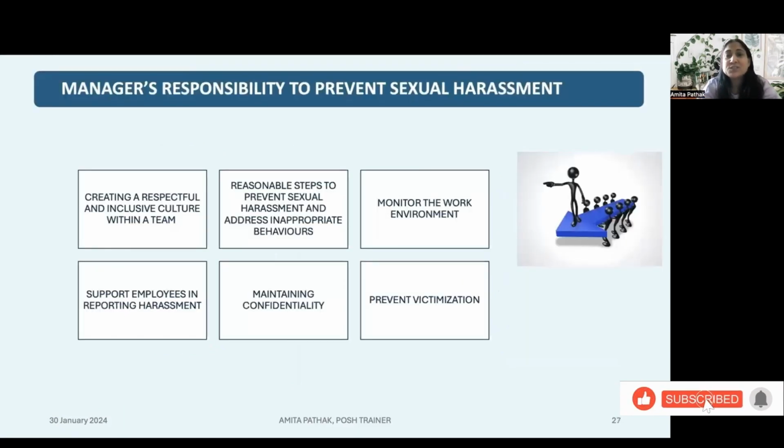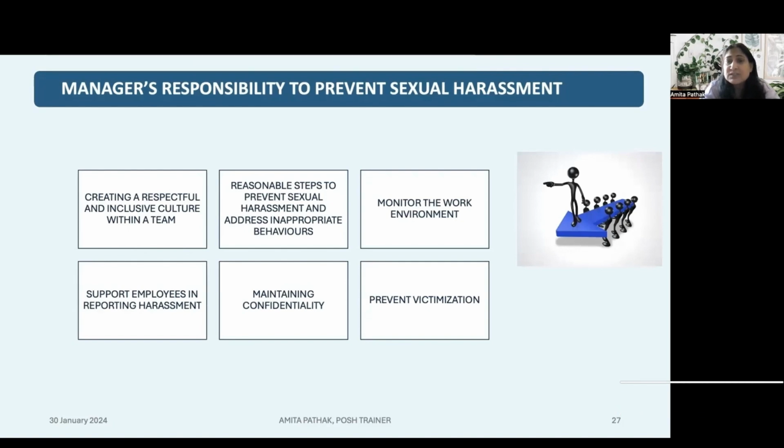What are the manager's responsibilities to prevent sexual harassment? In every organization, there is a team where there is a manager with a team size, with a number of fellow people inside the team. So the task of a manager who is leading a team is to create a respectful and inclusive culture within the team. Managers should take reasonable steps to prevent sexual harassment and, if found, address the inappropriate behaviors with the concerned team.